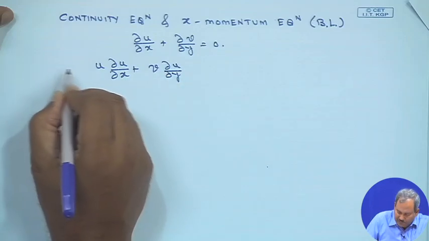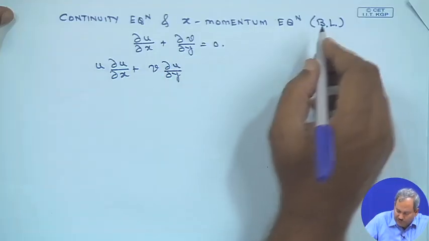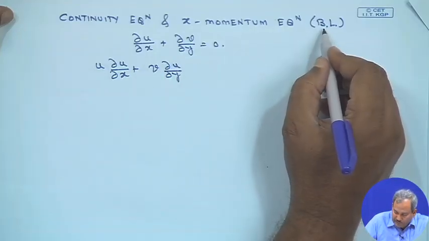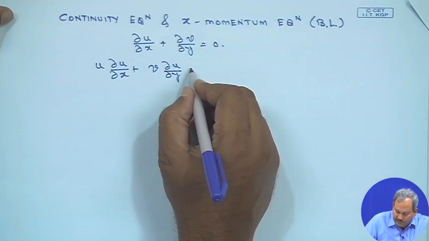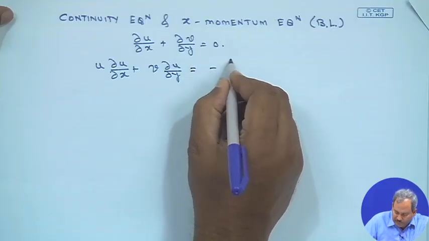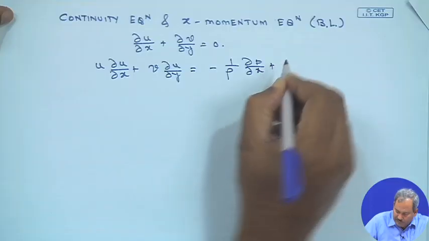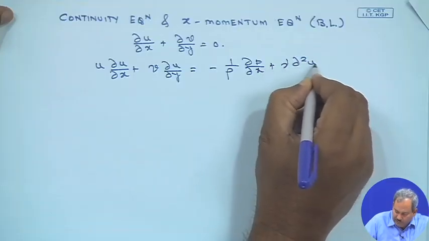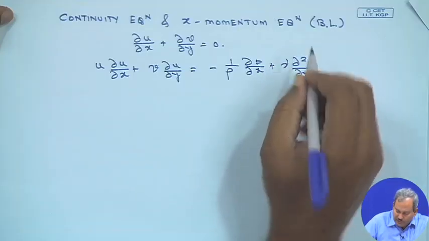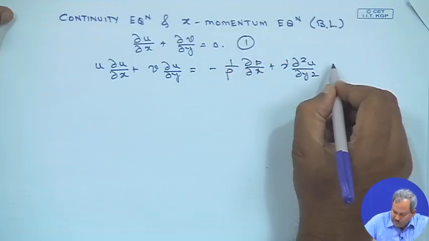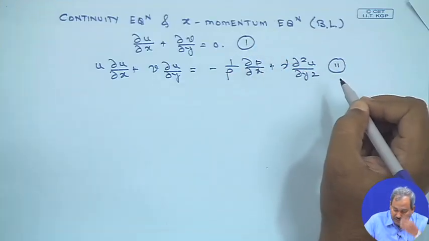This is the x component of the Navier-Stokes equation utilizing the approximations of boundary layer that I have discussed so far, equal to minus 1 by rho del p by del x plus nu del square u by del y square. So, this is my equation number 1, this is the equation number 2.